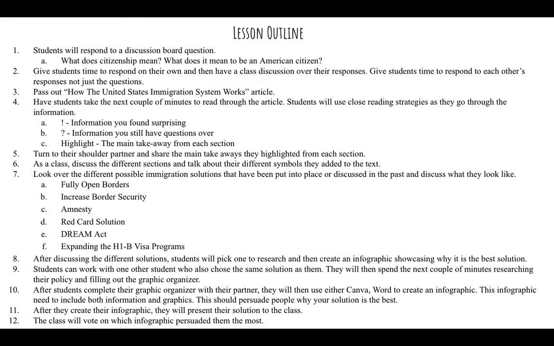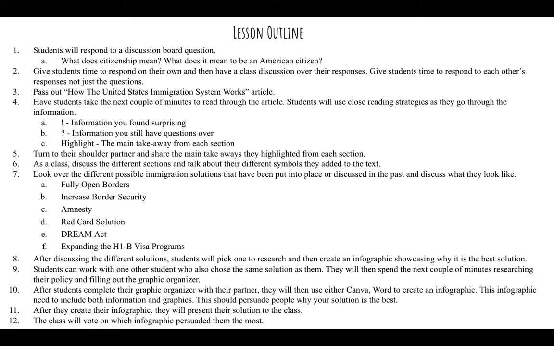After that, once we talk about how the immigration system works in the United States, we're going to look at, okay, what are some of the solutions to help fix either our system how it is, or to fix the illegal immigration that's coming into our country. So I give them a couple of different options, and they always have the chance to maybe add in some more. But just the options that I give them are things like fully open borders, increased border security, amnesty, the red card solution, DREAM Act, and expanding the H-1B visa programs.